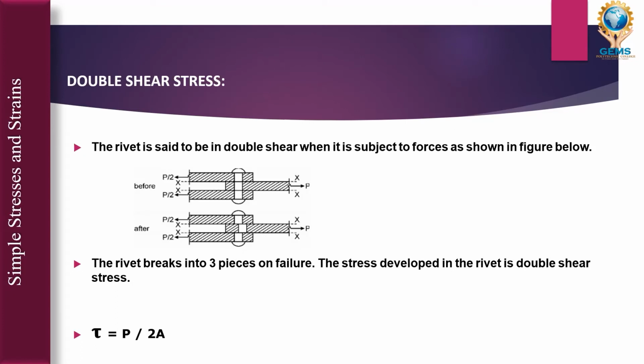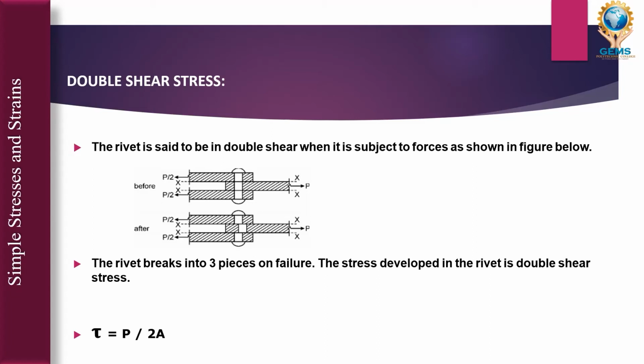If we see double shear stress, it is the same thing, but here the rivet breaks into three pieces. Why? The rivet is said to be in double shear stress because the rivet will feel double shear stress. So the rivet is said to be in double shear when it is subjected to the forces as shown in the figure. According to the figure, the rivet breaks into three pieces, and the stress developed in the rivet is double shear stress.